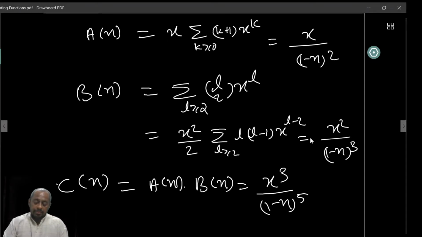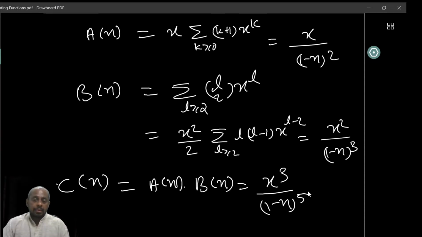So what you will get is that b of x is equal to x squared times this summation, which is 2 by (1 minus x) cubed, and this 2 cancels out. So you'll get x squared by (1 minus x) whole cubed. So b of x is this, a of x is this. So multiplying this, I will get c of x as x cubed divided by (1 minus x) whole raised to 5. Now all that remains is to take out the coefficient of x raised to n, right?